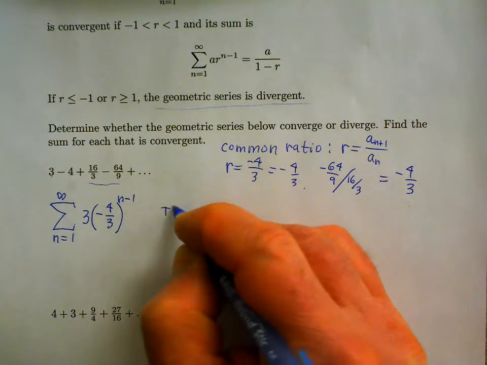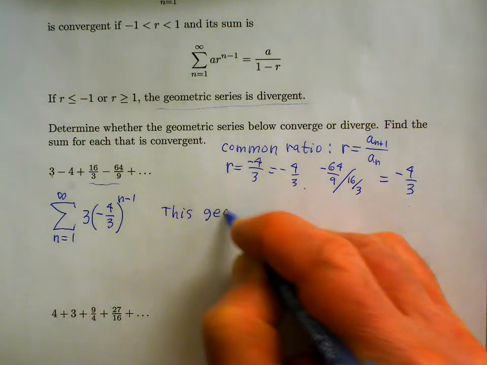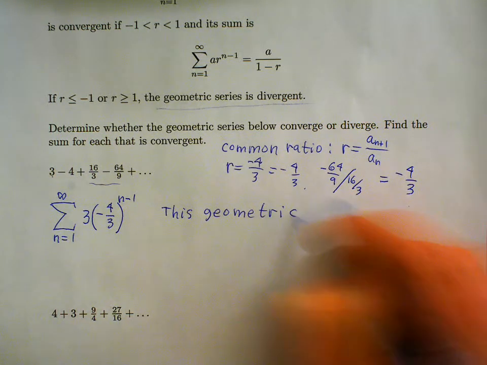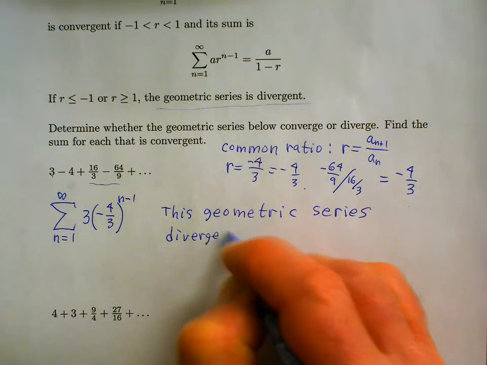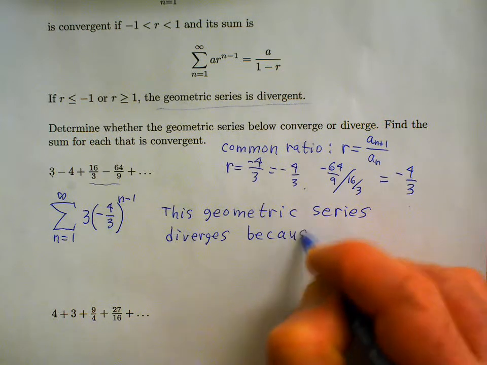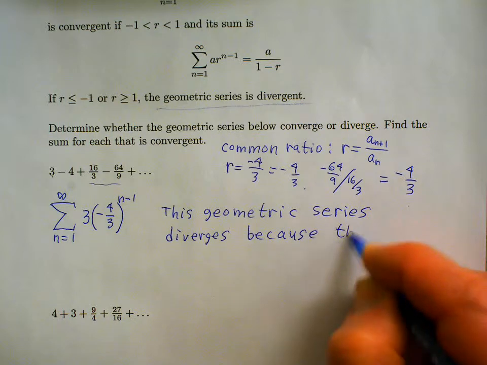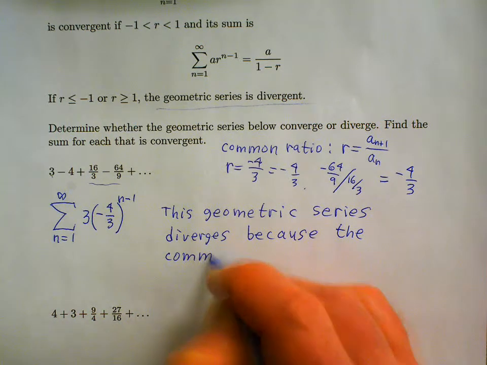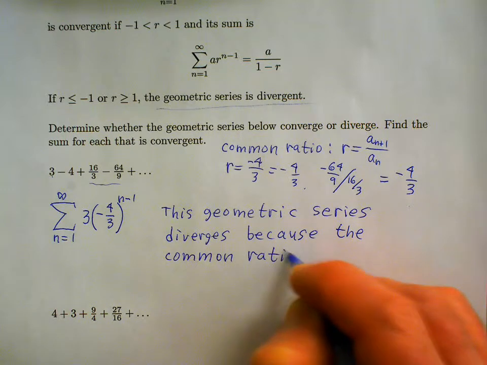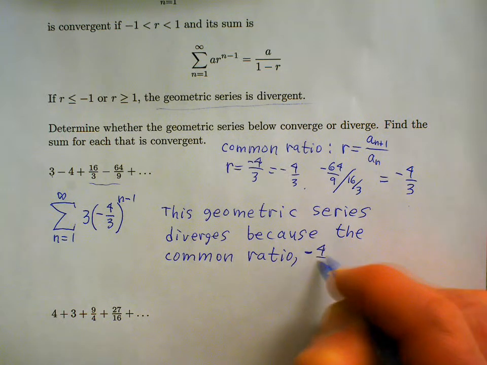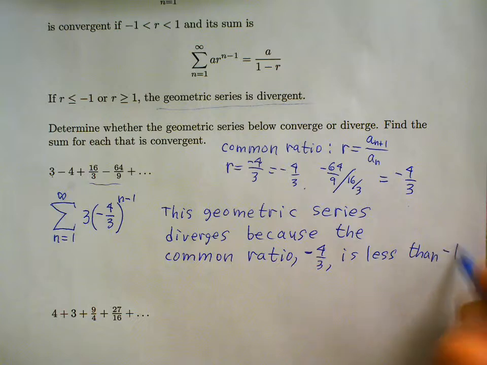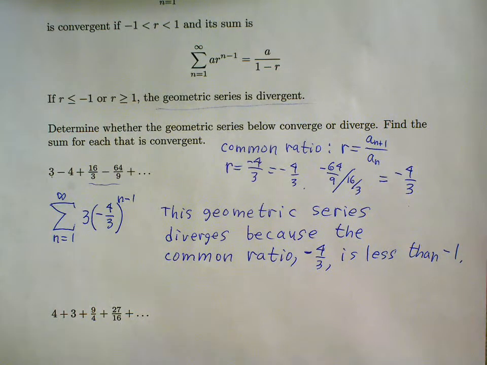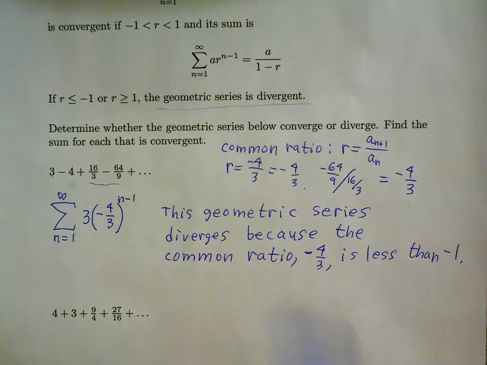So this geometric series diverges because the common ratio -4/3 is less than -1. So that's more words than is necessary, but that's all right, I guess.